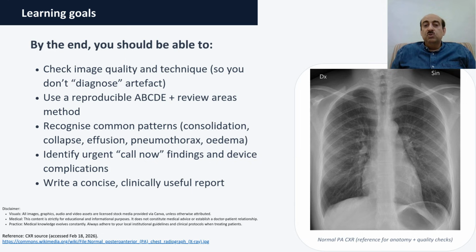And also we will go through some common patterns of presentation like consolidation, collapse, pleural effusion, pneumothorax and pulmonary edema. And I want you to understand and identify the urgent call-now conditions and findings on a chest x-ray and device complications so that you can flag them to the ordering physician STAT and ASAP. And at the end, we will go through a simple and concise method of how to write a proper report about a chest x-ray. So let's begin.